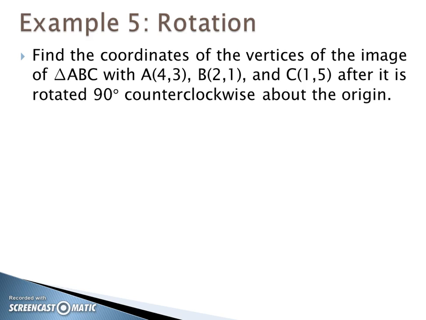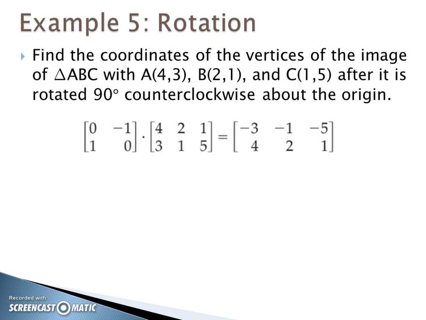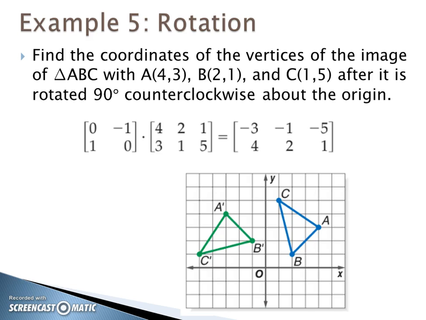So let's look at an example here. First, we're going to write the ordered pairs in a vertex matrix. So we have 4, 3, 2, 1, 1, 5. Then we're going to multiply the vertex matrix by the rotation matrix. This is 90 degrees counterclockwise about the origin, so we multiply on the left by 0, 1, -1, 0. We use matrix multiplication and we find the coordinate points to be -3, 4, -1, 2, -5, 1. If we graph this, we notice the image is congruent to the preimage, therefore rotations are isometries.